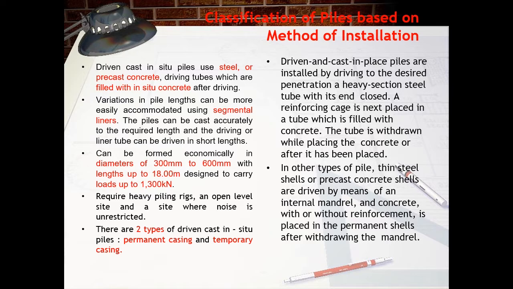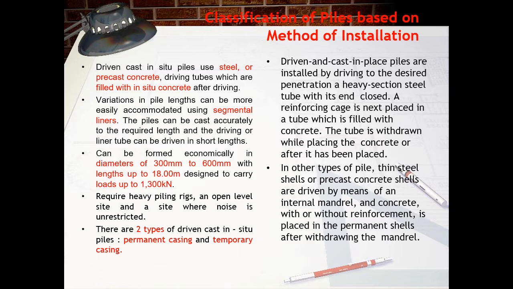Can be formed economically in diameters of 300 mm to 600 mm with length up to 18 meters. The design can carry loads up to 1,300 kilonewton. It requires heavy piling rigs, an open level site and a site where noise is unrestricted, because it is noisy. There are two types of driven cast in situ piles, one is permanent casing and the other one is temporary casing.